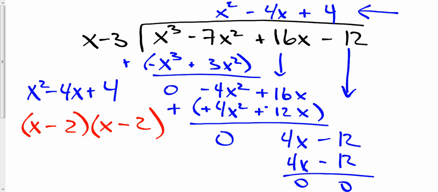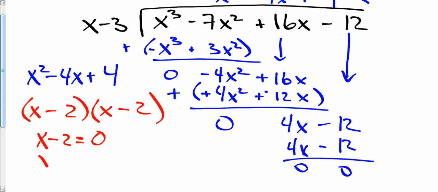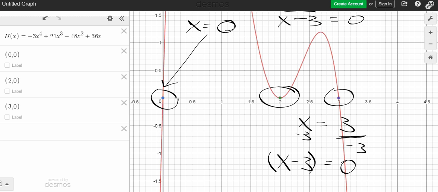These are the factors. Now, I ask you, what is the solution to this? What's the value that makes this function equal to 0? x minus 2 equals 0. Solve for x, I get x equals 2, right? Is it a coincidence that this is the same thing that I got here? No coincidence, right?